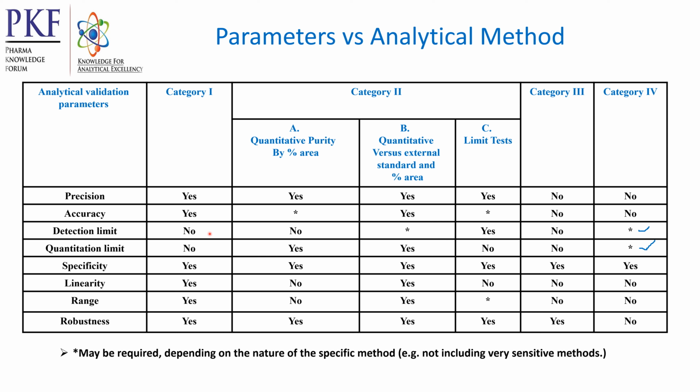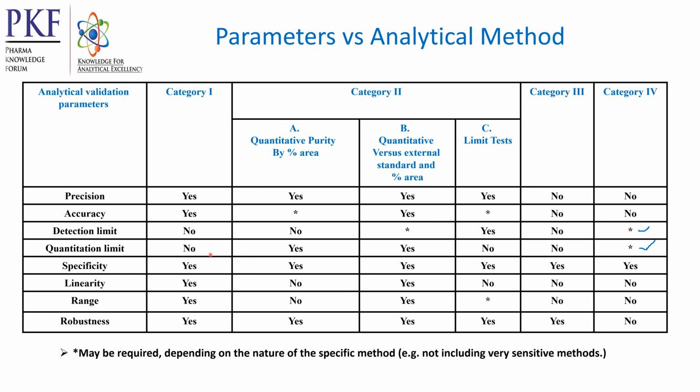Detection limit parameter. Category 1, no. Detection limit test is not required for assay test. Category 2A, based on sensitivity of the method, appropriate decision can be taken, but generally this test is performed. Category 2C must be performed. Category 3, no. Category 4, for existing impurity not required, but any additional impurity, this test must be performed.